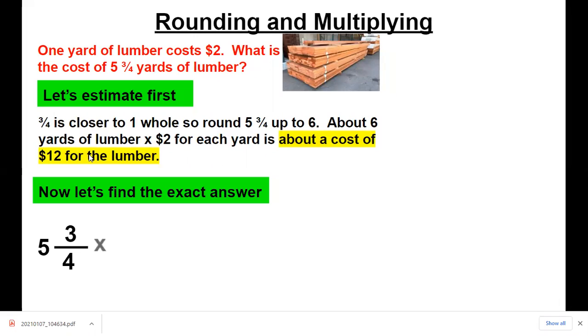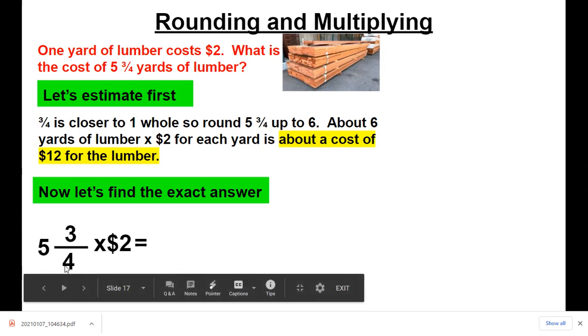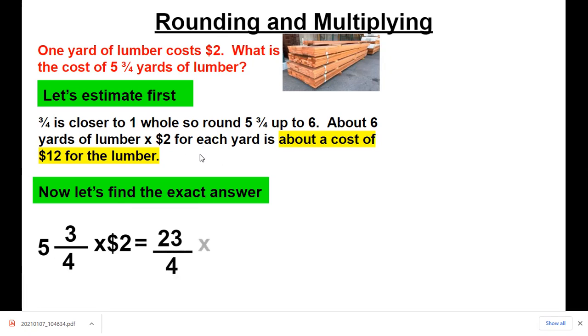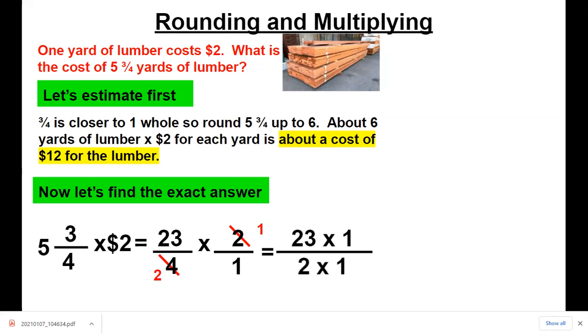So 5 3/4 times $2. We're going to change 5 3/4 to an improper fraction. Whole number times the bottom plus the top. 5 times 4 is 20 plus 3 is 23, and then it stays a 4 on the bottom. We're going to times that by 2, and we're going to put the 2 over a 1, so we have a fraction times a fraction. I noticed that I can cancel the 4 and the 2, so I'm going to do that. 4 divided by 2 is 2, and 2 divided by 2 is 1. So now I'm going to multiply 23 times 1 on the top and 2 times 1 on the bottom. That's going to give me 23 over 2.